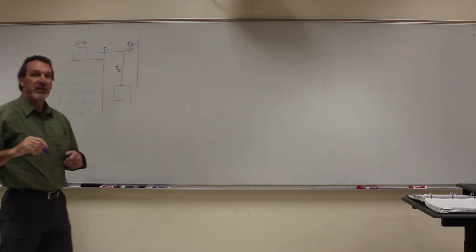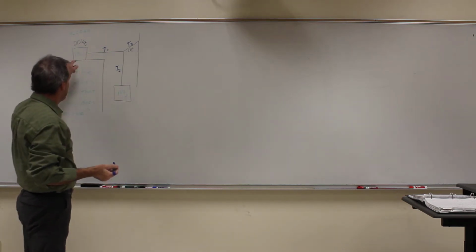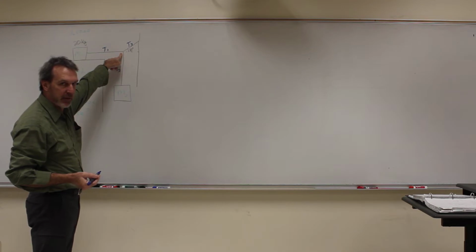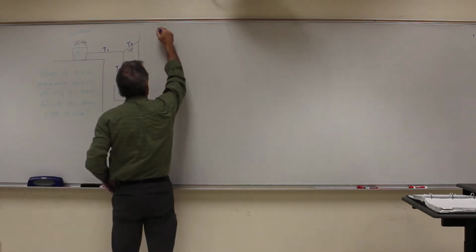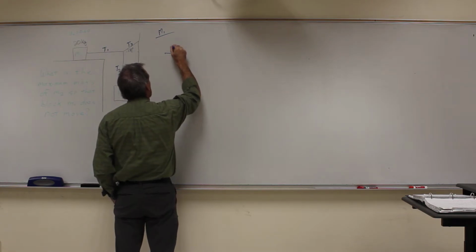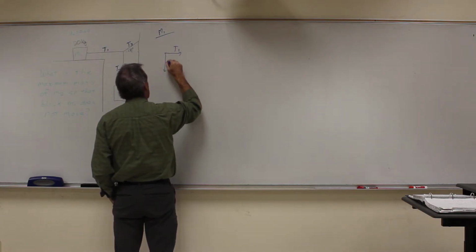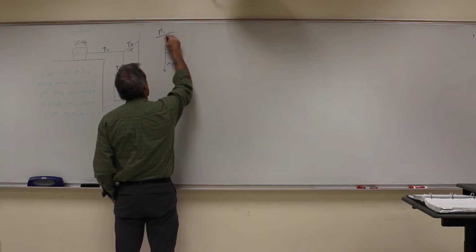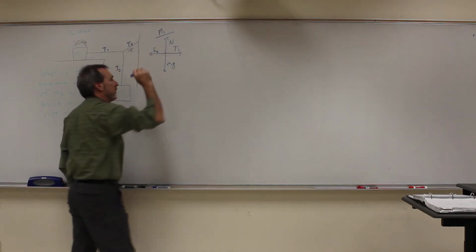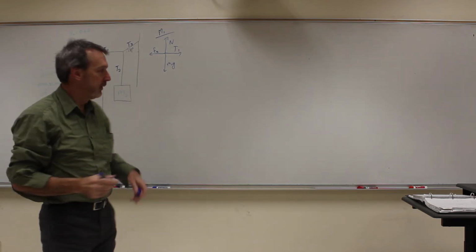And in this case, we need three free body diagrams. We need one for each block, and one for the knot right here where they connect together. So for block M1, the free body diagram looks like this. We have tension 1 going this way. We have M1G. We have the normal force. And we have the friction force. And this is static friction in this case because it's not moving.